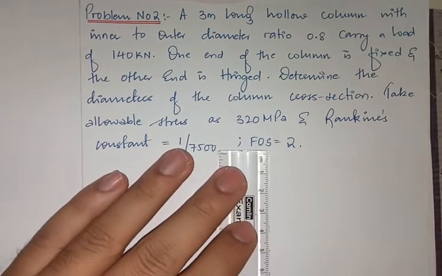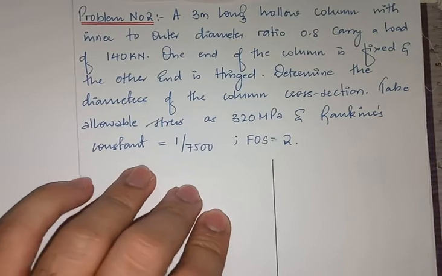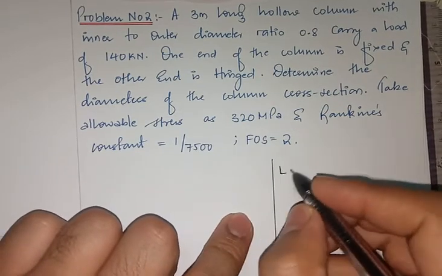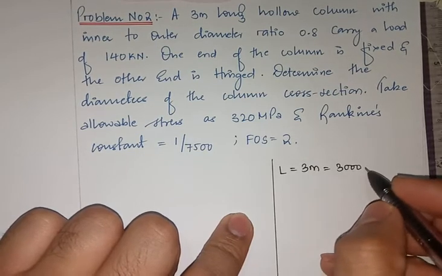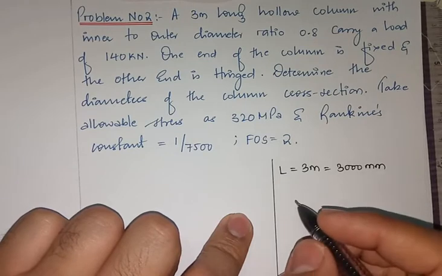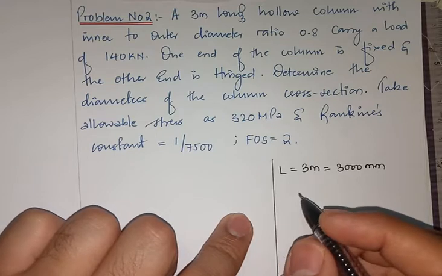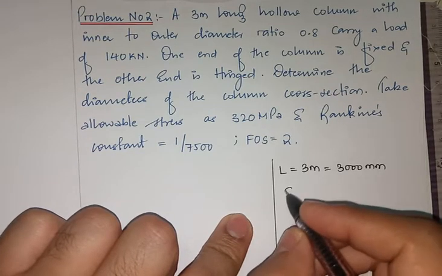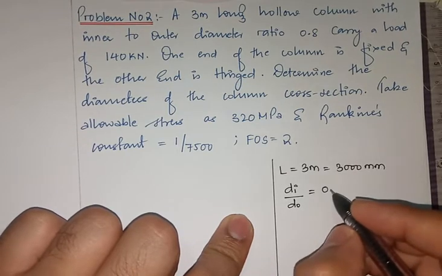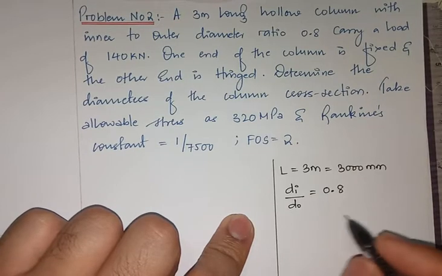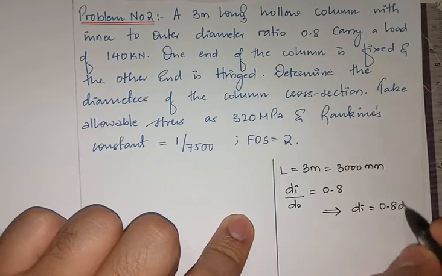So as usual, first let me draw a line here. I'll be noting down things. L is equal to 3 meters, so that is 3000 mm. Then inner to outer diameter ratio, so you can take it as di to d naught ratio is 0.8, right? So what you can write from this, di is equal to 0.8 times d naught.